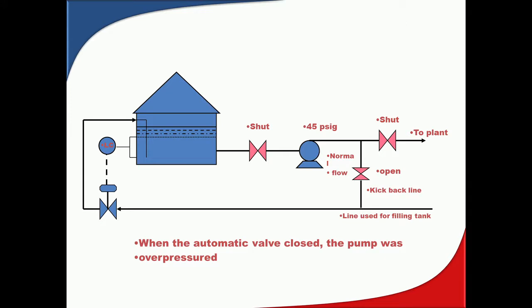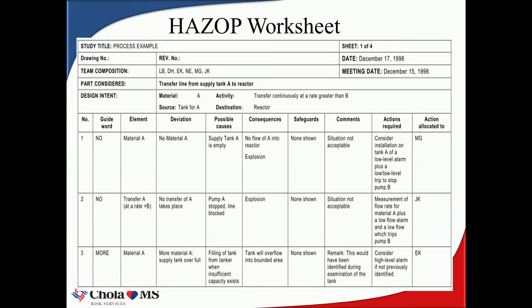This is a basic P&ID I already showed you before. So this is how a HAZOP report will look. You can see design intent, part considered, drawing number and all that. So the guide word is "no", and the deviation is "no material". Possible cause can be the supply tank A is empty, consequence is no flow into the reactor. This is just a basic thing of how a HAZOP report, a HAZOP worksheet, will be.